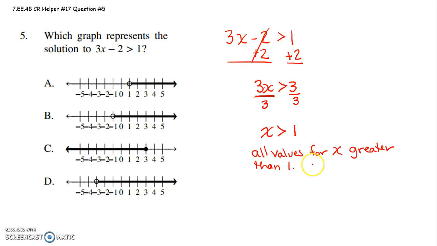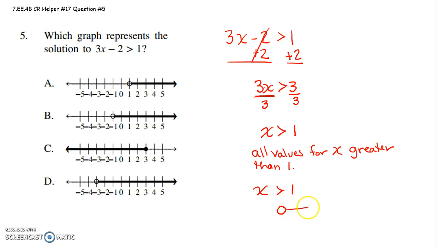So that means values like 2 should be shaded, and 3 should be shaded, and 4.7 should be shaded, and so on. X greater than 1. This symbol will be what's called an open circle because we don't want to include 1. It's an open circle. The arrow's pointing off to the right. X is written first, arrow pointing off to the right.